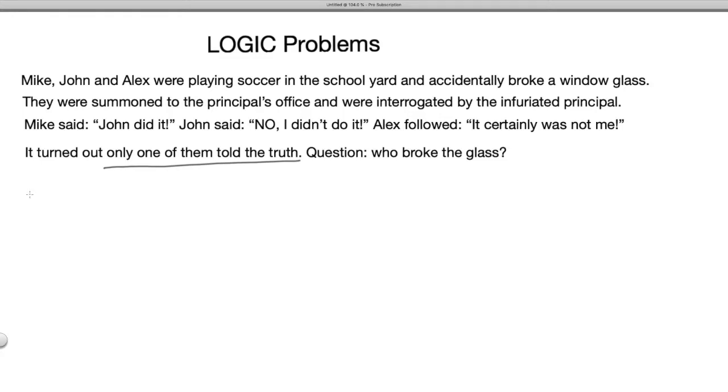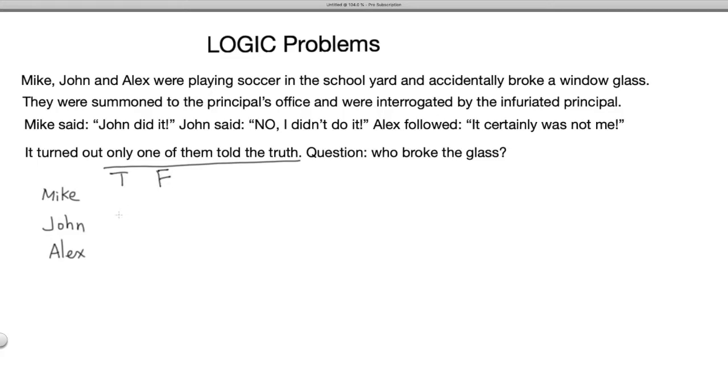So we're going to look at using the conventional method that was introduced in the other two videos. And that method is to have a table of the possible cases. So let's see. We have three people, Mike, John, and Alex. And every one of them is going to either tell the truth or tell a lie. So I will use true and false to represent it.